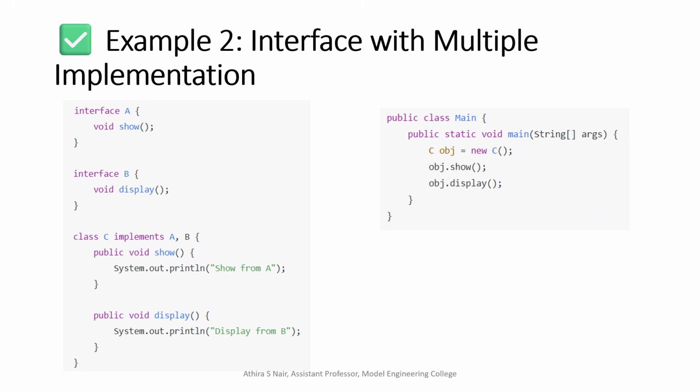Now we are in the main function. We are creating an object, only one object. Object is equal to new C. The object is from class C. Now if we call obj.show, then it will show from A, and when we give obj.display, it will show from interface B. So here we are using the interface with multiple implementation.